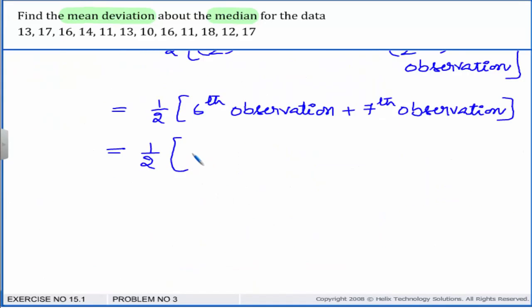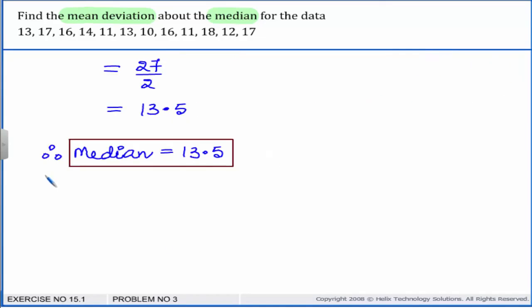We have 13 plus 14. So this is equal to 27 upon 2, which is equal to 13.5. Therefore, we have median is equal to 13.5.